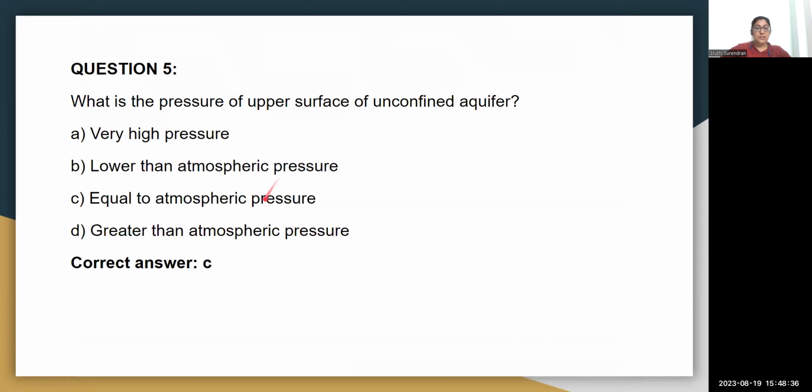So the answer for this is equal to atmosphere. We are talking about an unconfined aquifer over here. The pressure of the upper surface of an unconfined aquifer is nothing but the water table. The pressure of the water table of an unconfined aquifer is at atmosphere, equal to atmospheric pressure.